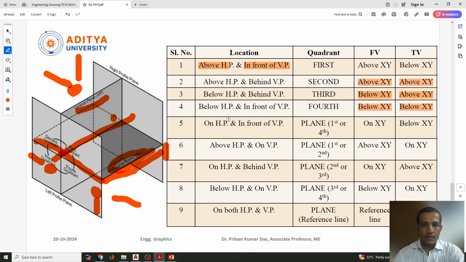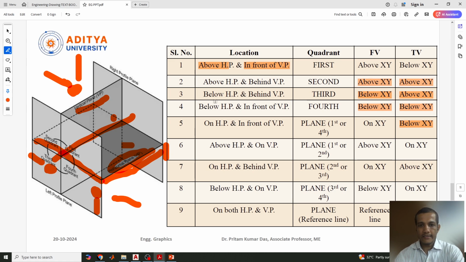The next location is on HP, that means on the HP itself, on this plane itself, and in front of VP. That location may be in the first quadrant or maybe the fourth quadrant, any one quadrant. The front view will be on the XY, and the top view will be below XY. Similarly, above HP and on VP: this may be in the first quadrant or maybe the second quadrant, both are possible.